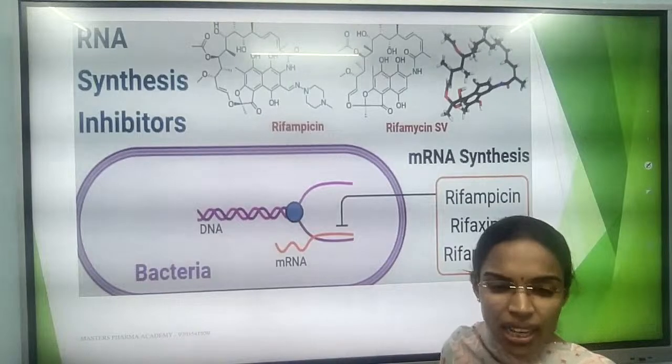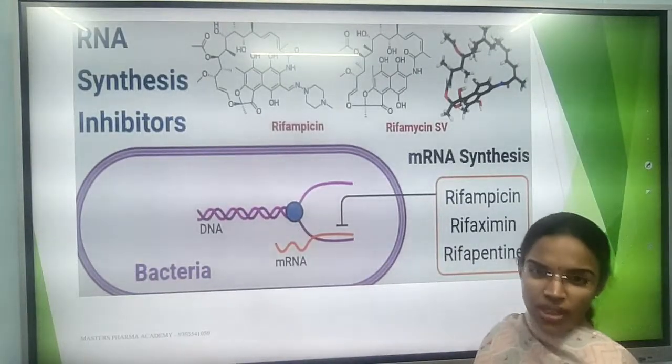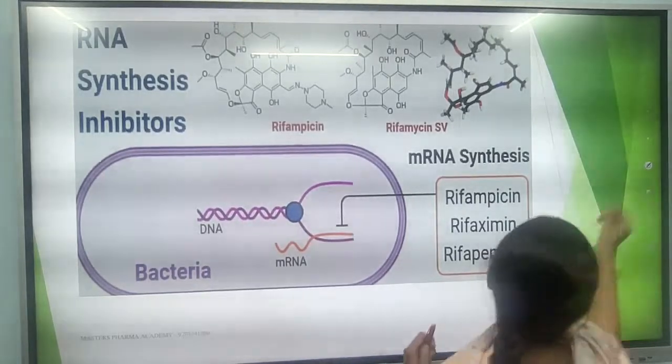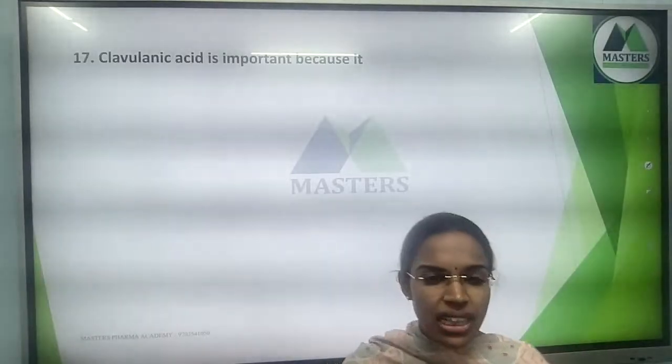RNA synthesis inhibitors: rifampicin, rifamycin, rifaximin, rifapentine. They all inhibit RNA synthesis. Yes, very good. Next, question number 17.